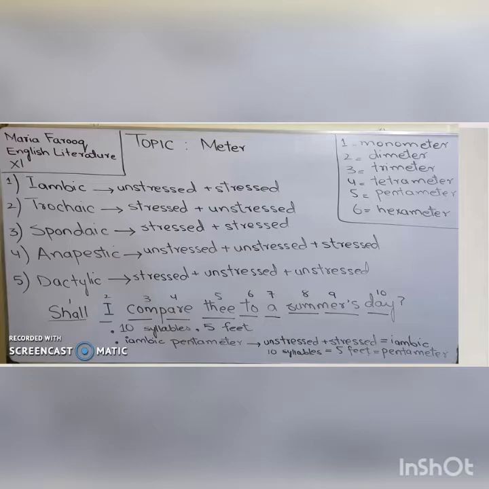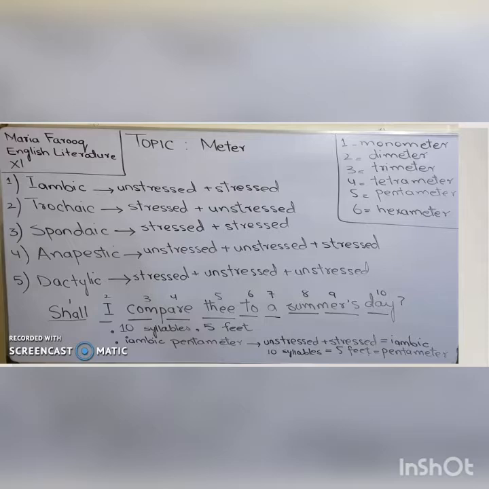Iambic pentameter. This is how you write. Could you see on the top of the board, it's written 1 is mono, 2 di, 3 tri, 4 tetra, 5 penta, 6 hexa. As far as the previous example is concerned, there were 10 syllables but 5 feet, because we have to look at the feet or foot. So 5 feet means penta. So this is iambic pentameter.